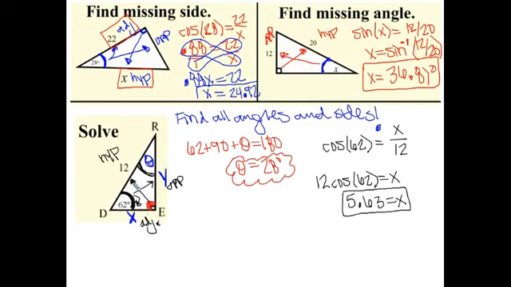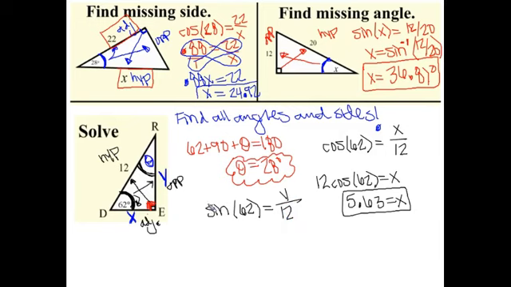But now let's try to find y. Again, we can focus on this angle. Notice how y is the opposite side, and we knew something about the hypotenuse. So which trig function involves the opposite and the hypotenuse? That would be sine. So we can say sine of 62 equals the opposite side y over the hypotenuse of 12.